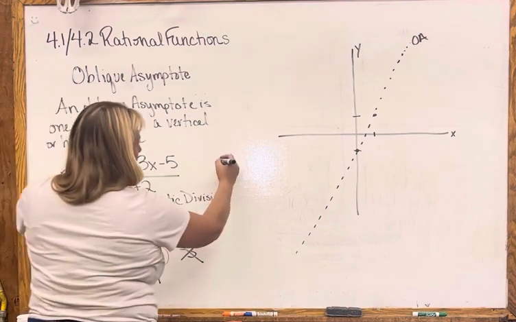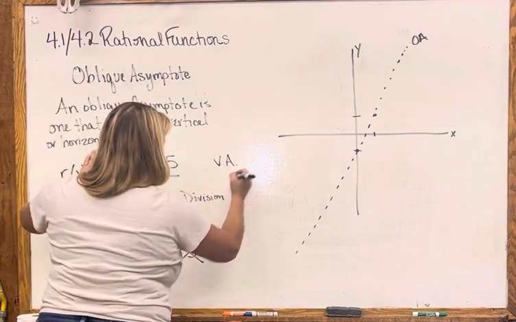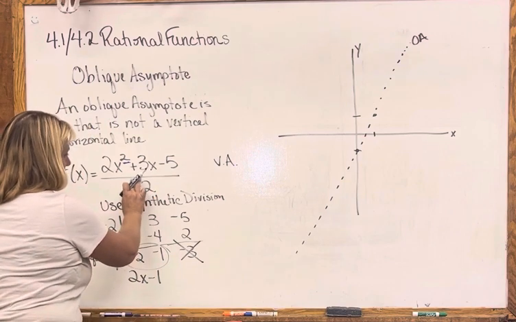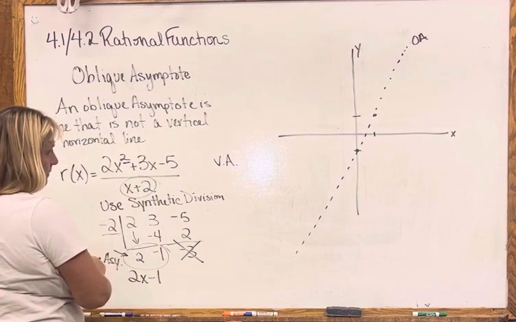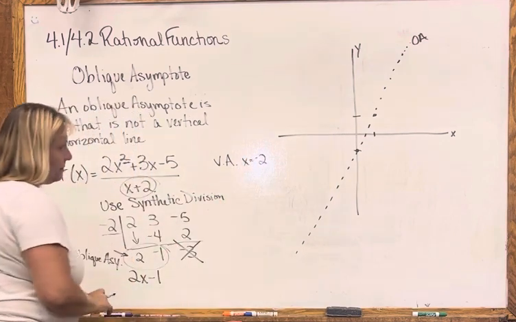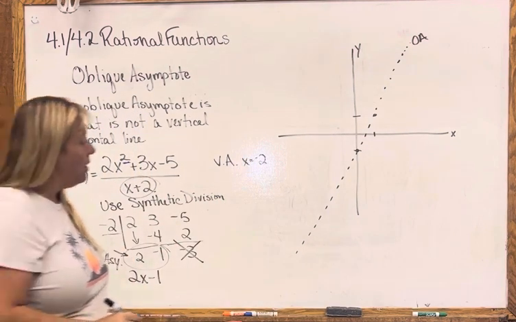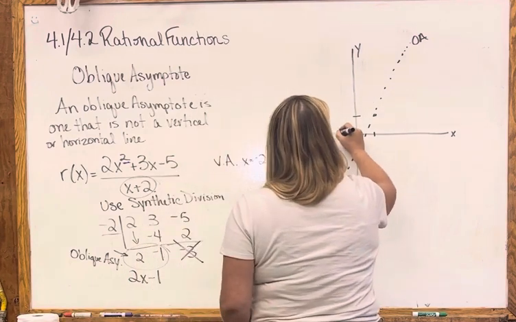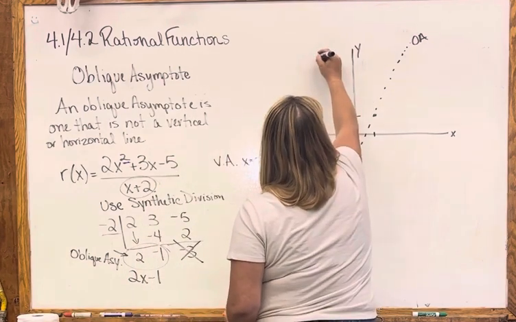Let's go back to the original and just find our vertical asymptote. So now we're just looking at this guy, and that's going to be x equals -2. So we will come over here to -2.